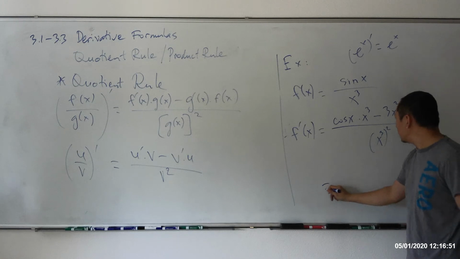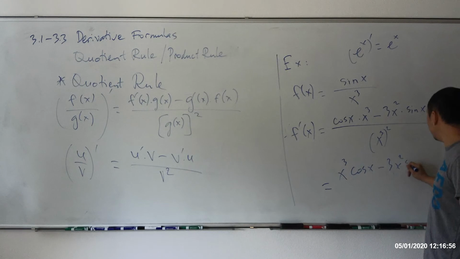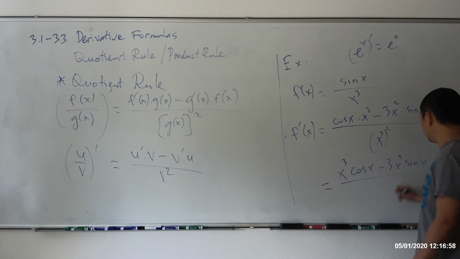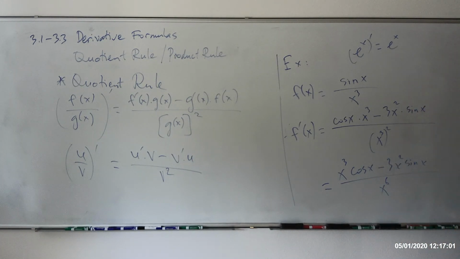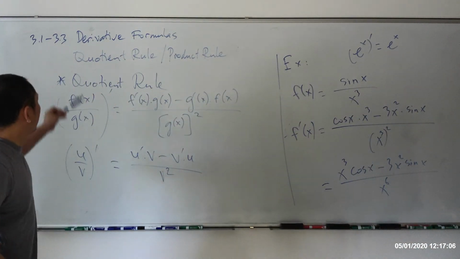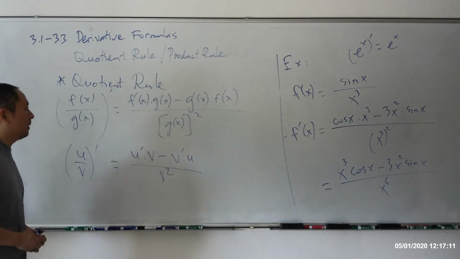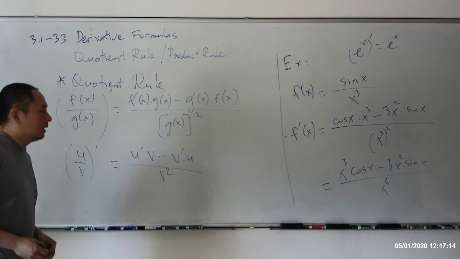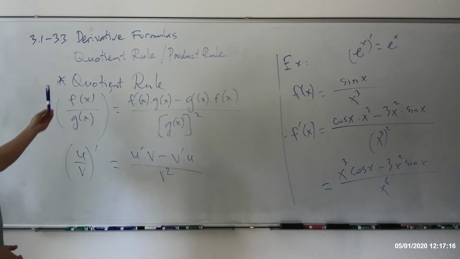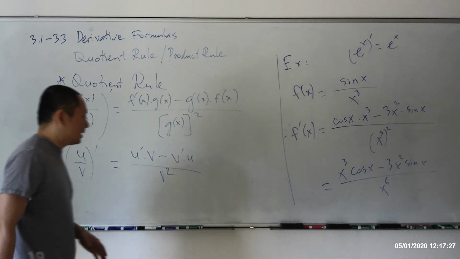Now let's simplify. It's going to be x cubed cosine of x minus 3x squared sine x, everything over x to the 6. Okay? So, in this video clip, I showed you some very basic derivative formulas about polynomials, about multiplying by a constant, power rules, and then showed you two popular rules called the product rule and the quotient rule. And you guys can apply those formulas to take the derivative of a bunch of basic functions.